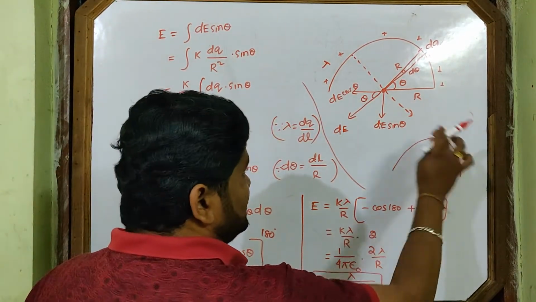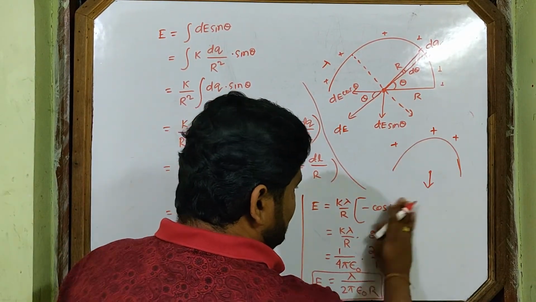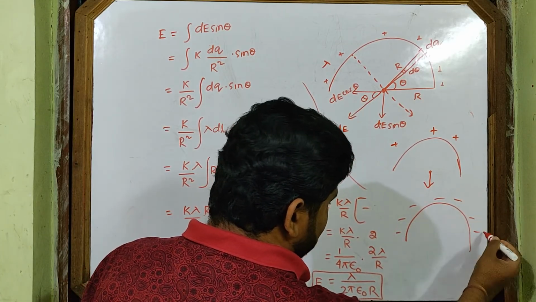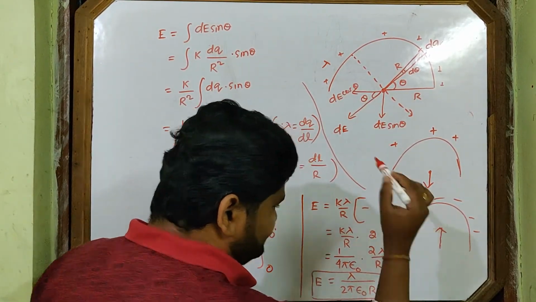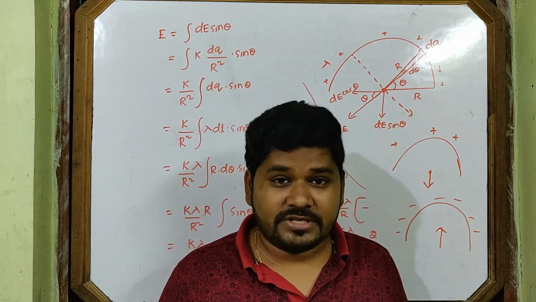If it is a positive charge, the field is in this direction, but if the charge is negative, then the resultant electric field will be in this direction. Sometimes this direction is also asked in MCQ questions.